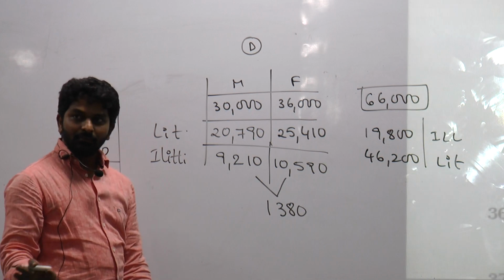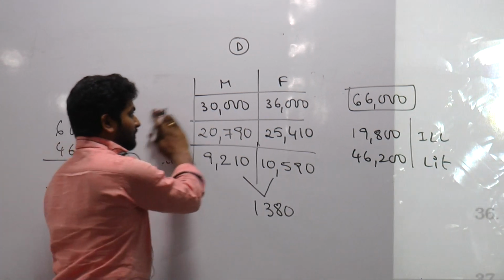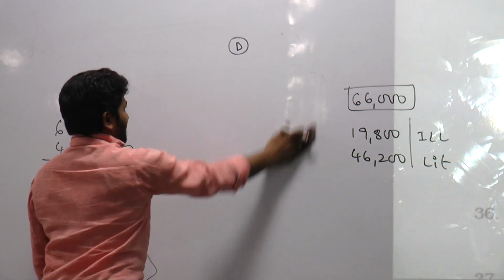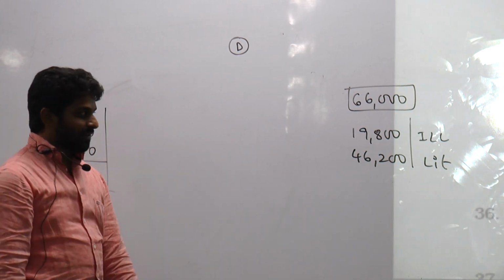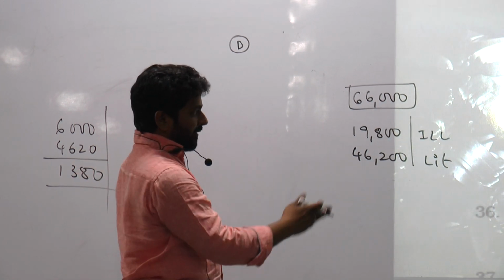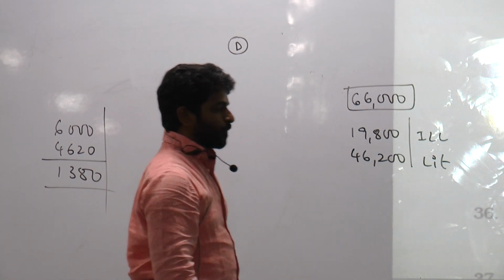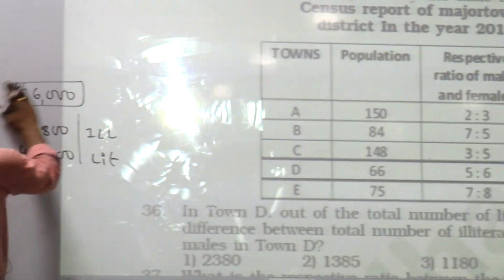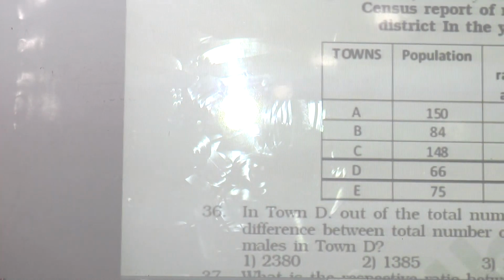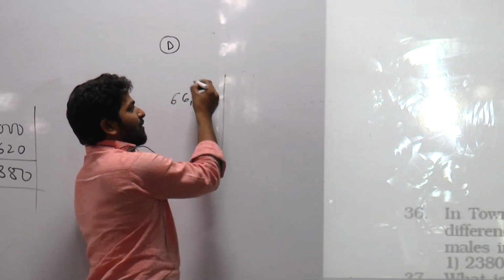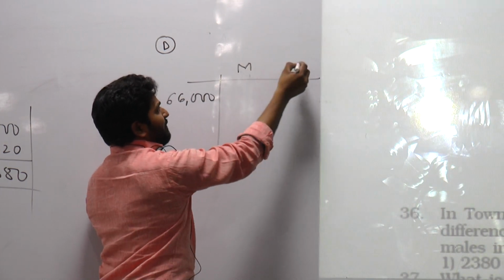Done everyone? Same question. I am not satisfied with the earlier answer. This is about D, right? So total population from D is 66,000. Out of 66,000, what about the difference between male and female?